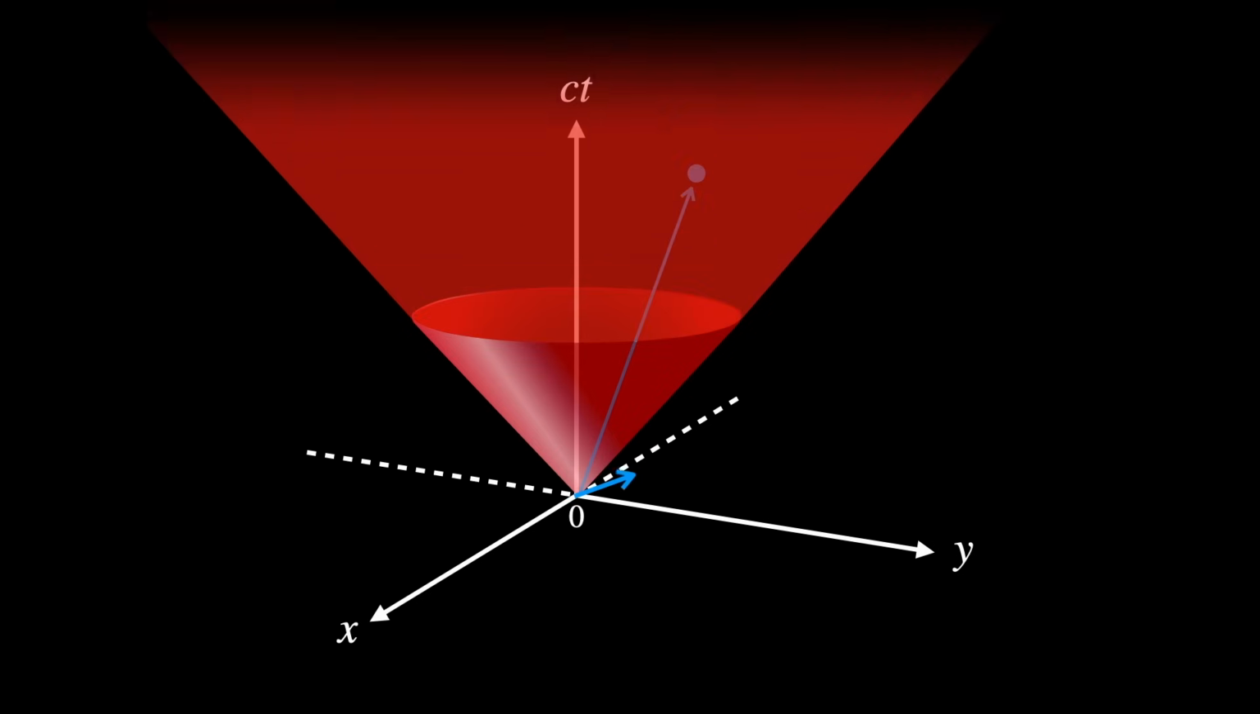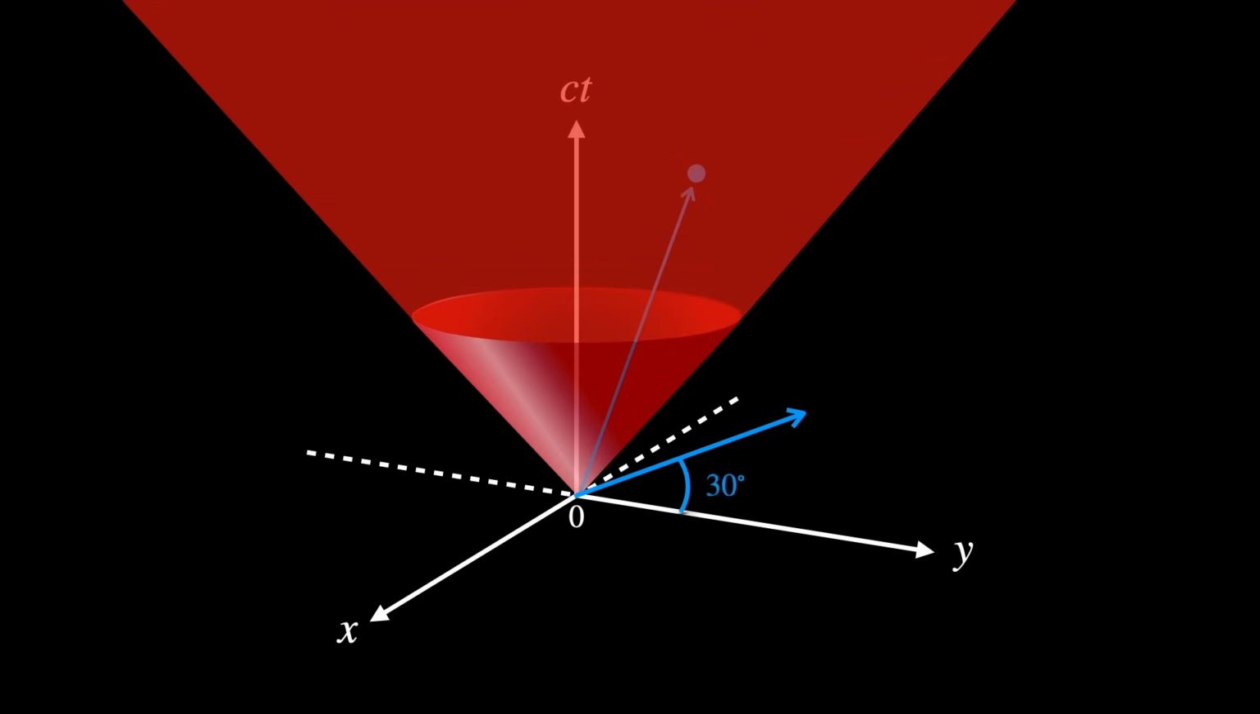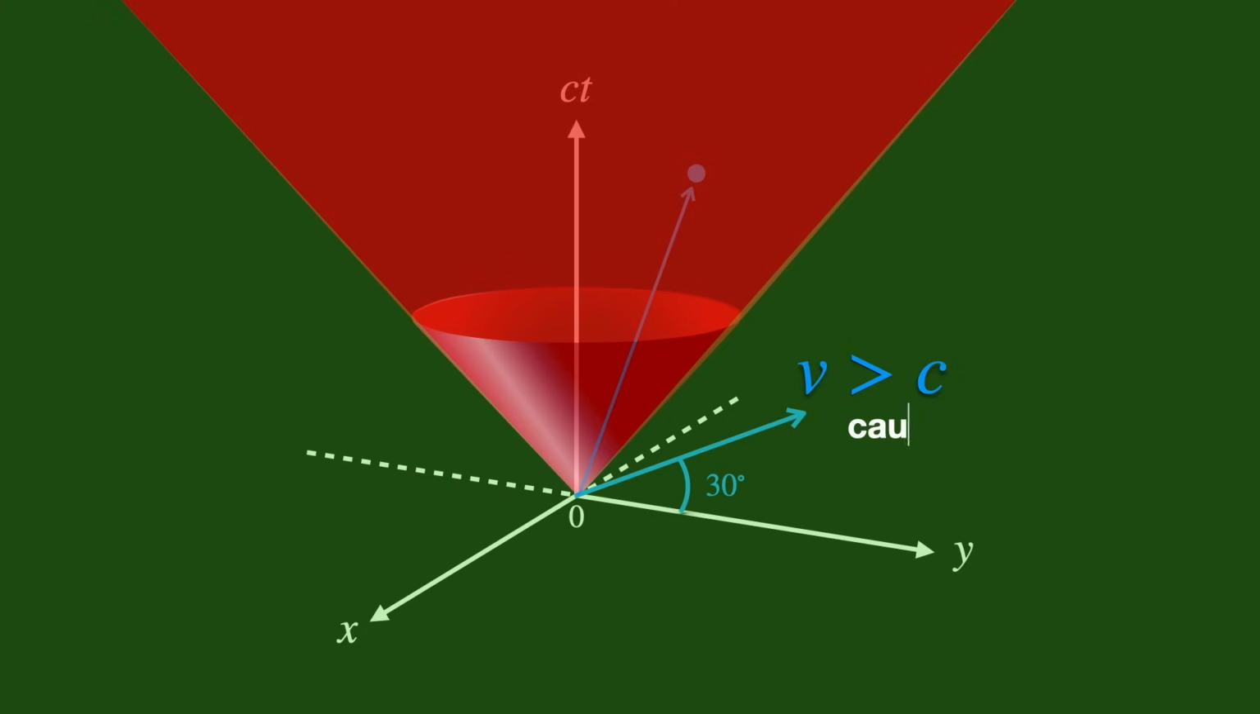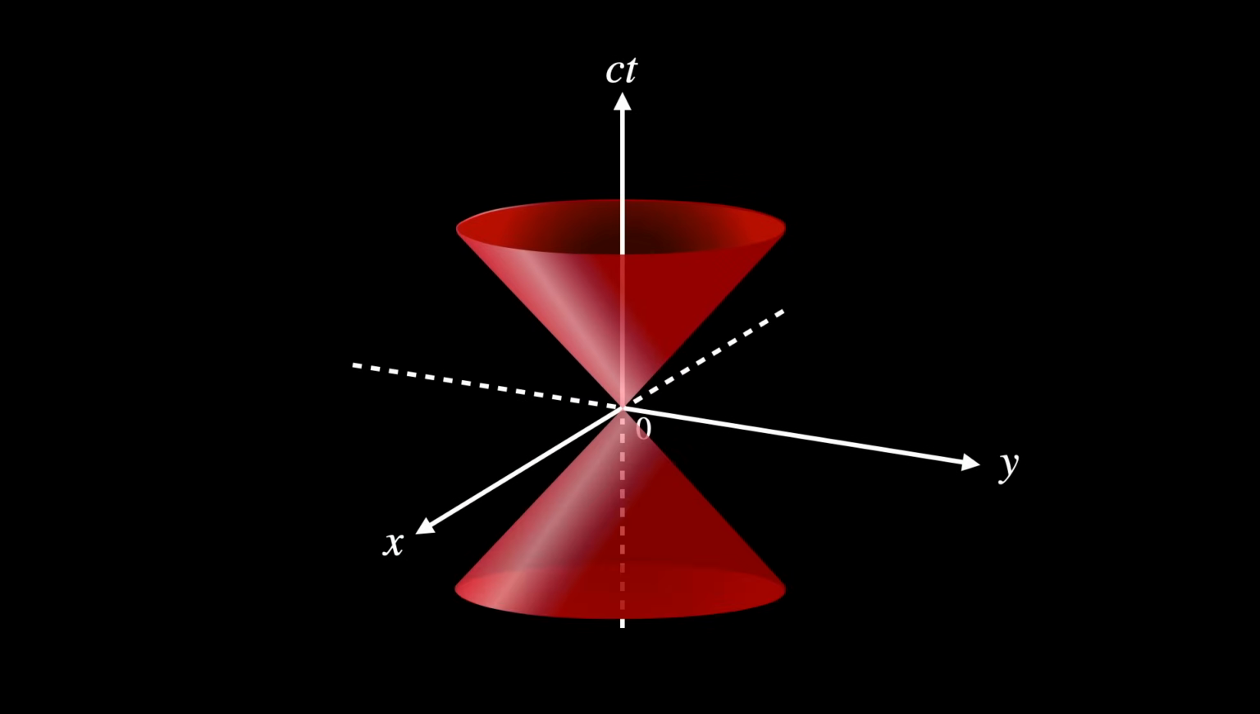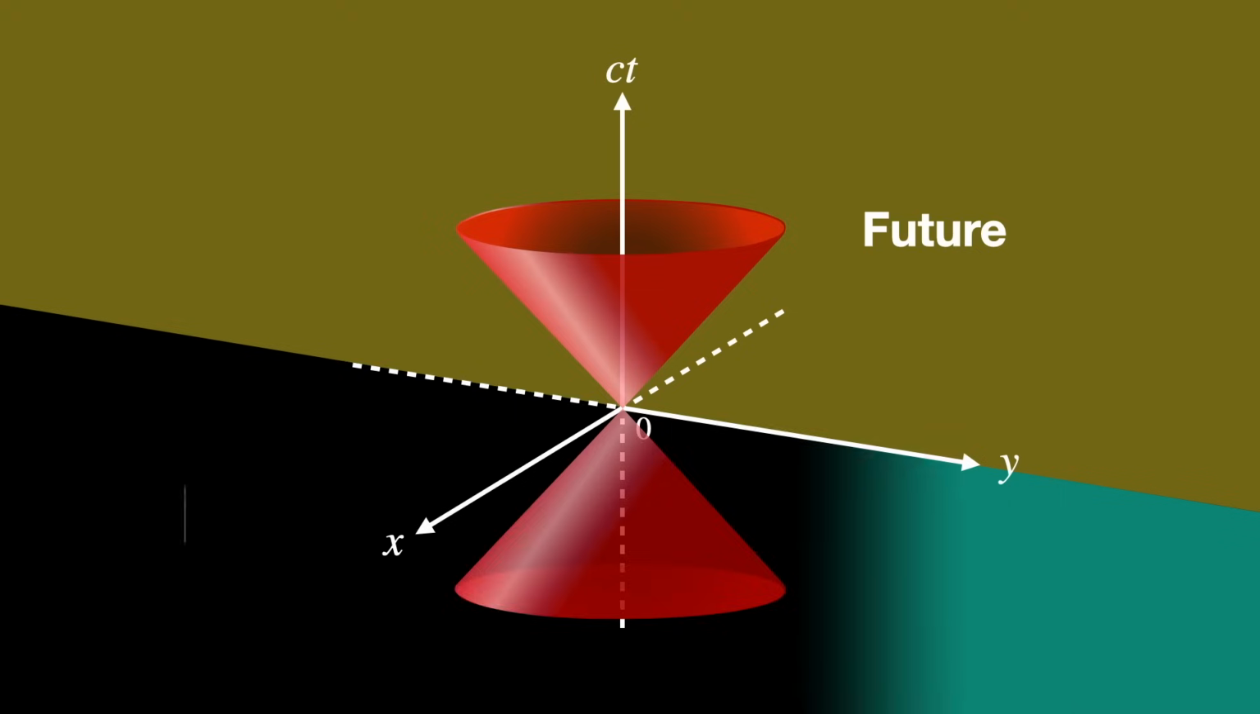Anything that is located outside of the cone is said to be causally disconnected to the origin, because it could be reached only with a speed v greater than c. This is not only true for future events, but for past events as well.